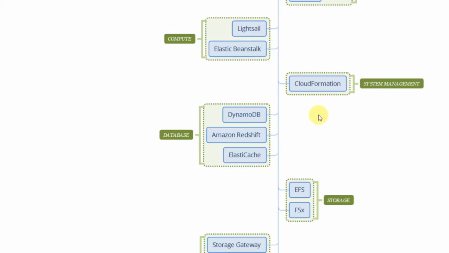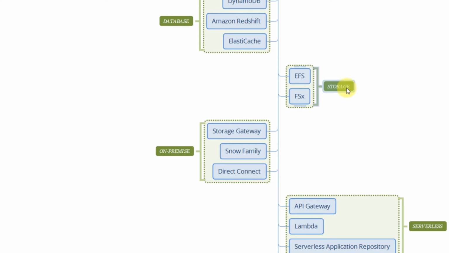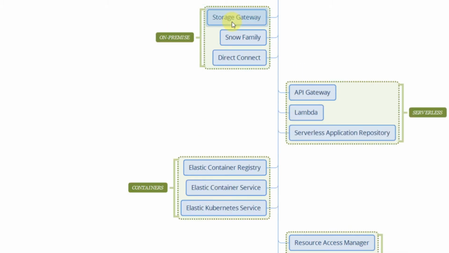Move on to more topics in the database category. Look at DynamoDB, Amazon Redshift, and ElastiCache. Then another model of storage. S3 was object storage. EFS and FSx provide file storage services. Look at some of the on-premises services AWS supports, such as Storage Gateway, Snow Family, and Direct Connect. These are important to put cloud migration into context. Many enterprises are on a journey moving from on-premises infrastructures to cloud infrastructures. So it's important to understand the supporting services for that.